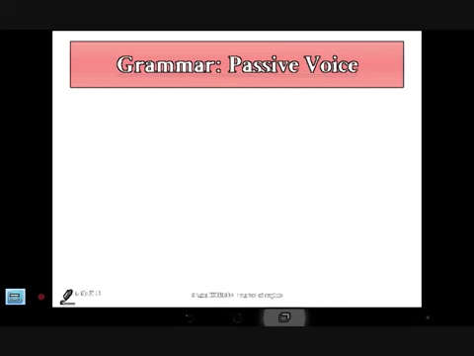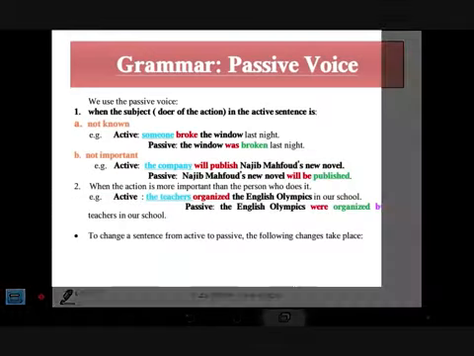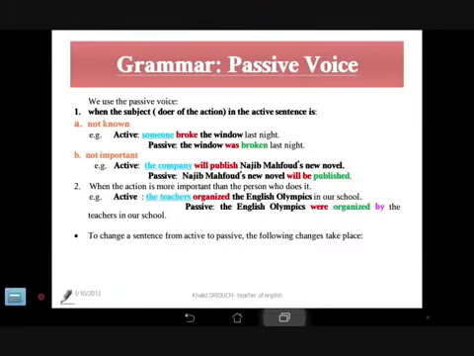Now, when do we use the passive voice? We use the passive voice, 1, when the subject, the doer of the action, in the active sentence is not known. Example, someone broke the window last night. Someone is the subject, broke is the verb in the past tense, past simple, the window is the object.